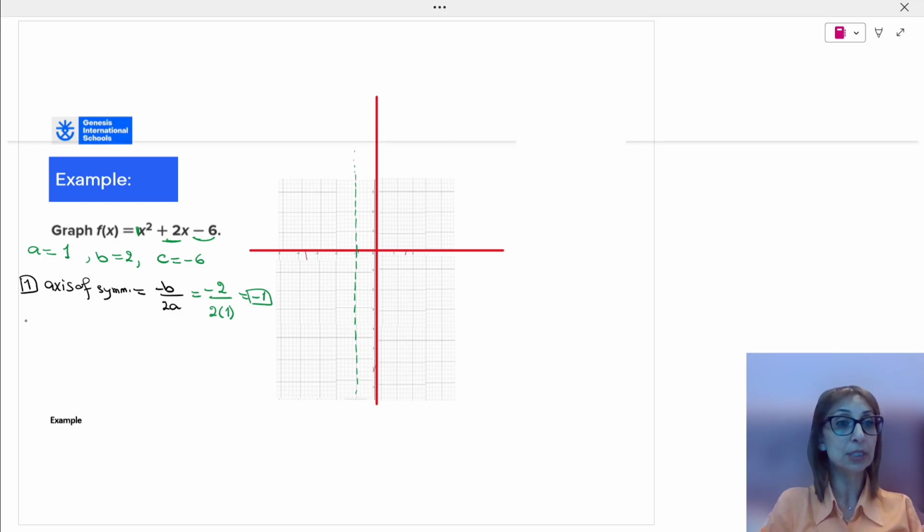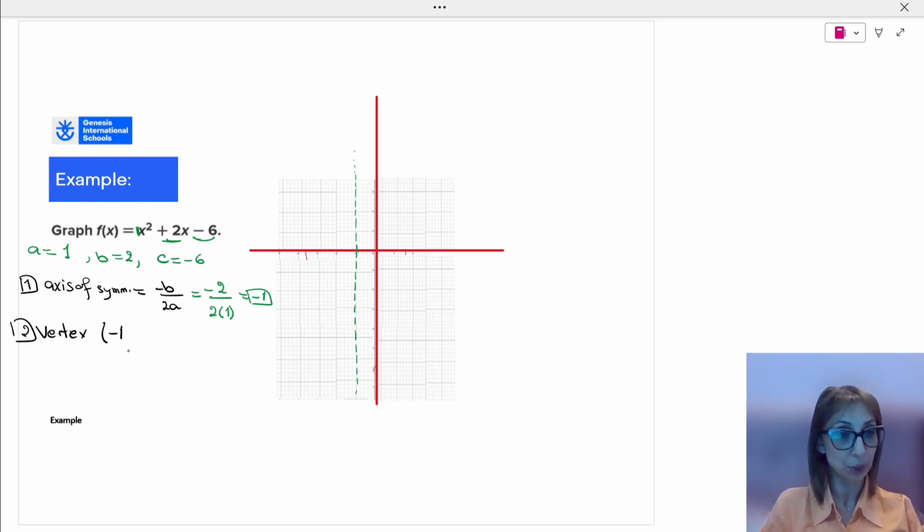Step number 2 is to find the vertex. And we know that the vertex is a point at negative 1, which is the axis of symmetry. So the axis of symmetry is the same as the x of the vertex, because the vertex point lies on the axis of symmetry. We know this. And it's negative 1 and y of negative 1. How do I find the y of negative 1? I'm going to substitute in the equation above f of negative 1. So I will find f of negative 1 because x is negative 1. This is the x of the vertex, and I need to find this y. Y, which is f of negative 1, this is the y, okay?